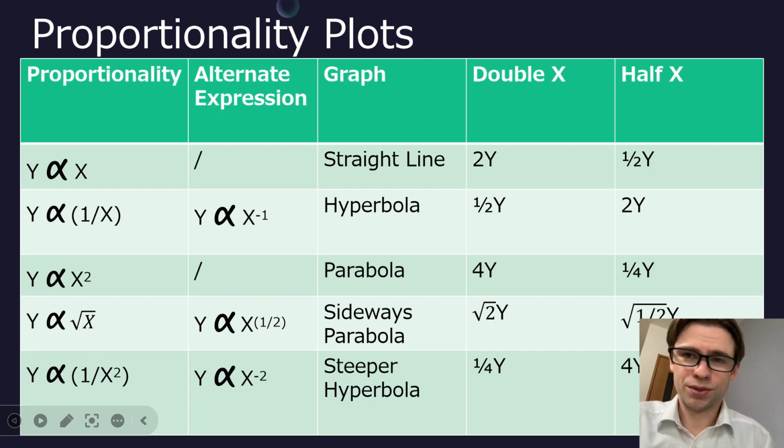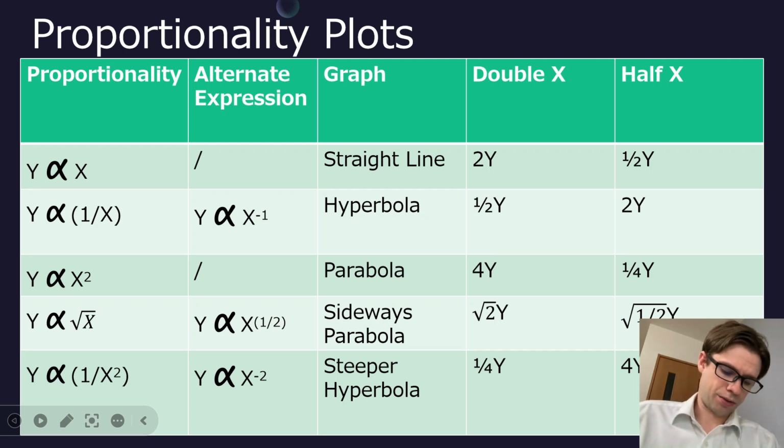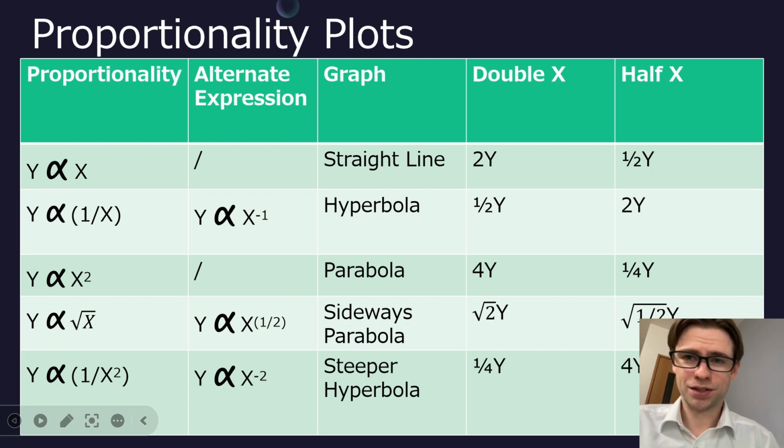I might be able to go into where these come from if you're not able to see it yourself in a future video, but let me know. So y proportional to 1 over x squared, same as y proportional to x to the power of minus 2. This is a steeper hyperbola. I just mean that it's going to approach the asymptotes at a faster rate, I think. When you double x here, y decreases by a factor of 1/4. And when you half x, you get 4y as an output from this type of relationship.